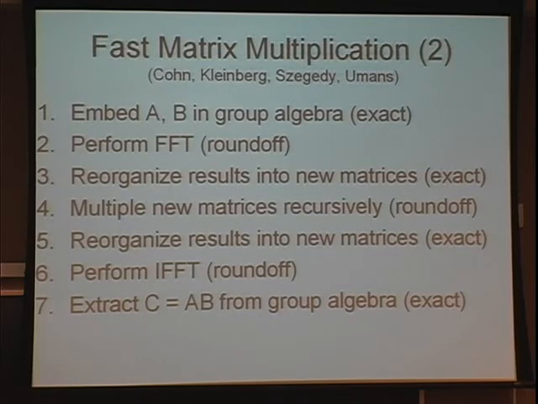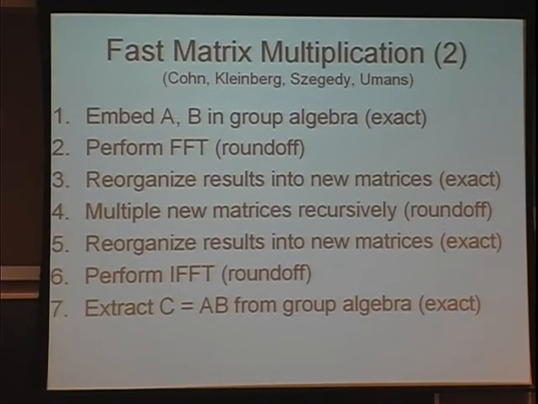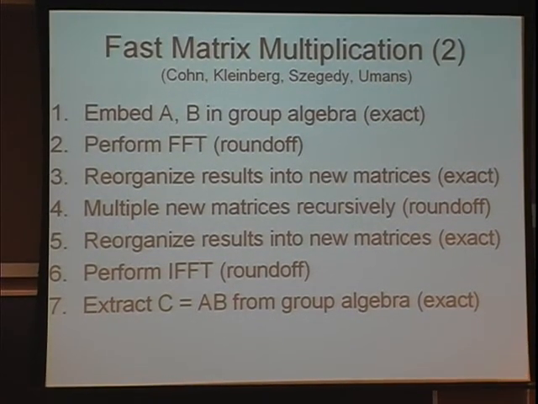It's recursive. You take your matrices A and B and you embed them in the group algebra by doing this formal sum. This is an exact operation. It's kind of like a data structure manipulation. There's no floating point. Then to do the recursion, it turns out it is a real, honest-to-God floating point FFT, and there's some round off involved there, which I'm going to analyze in a second.